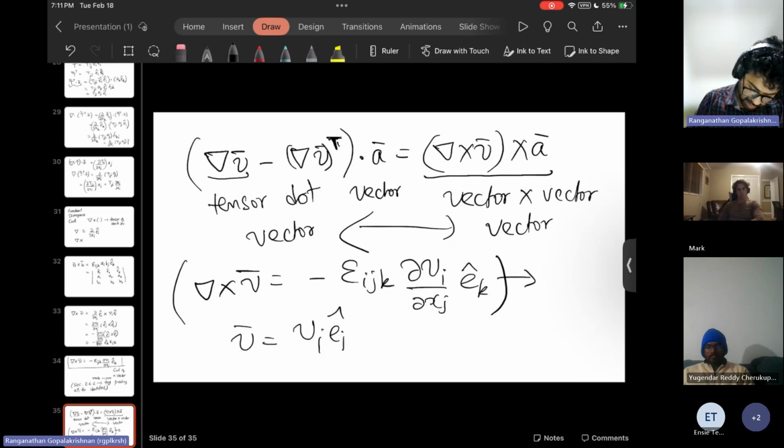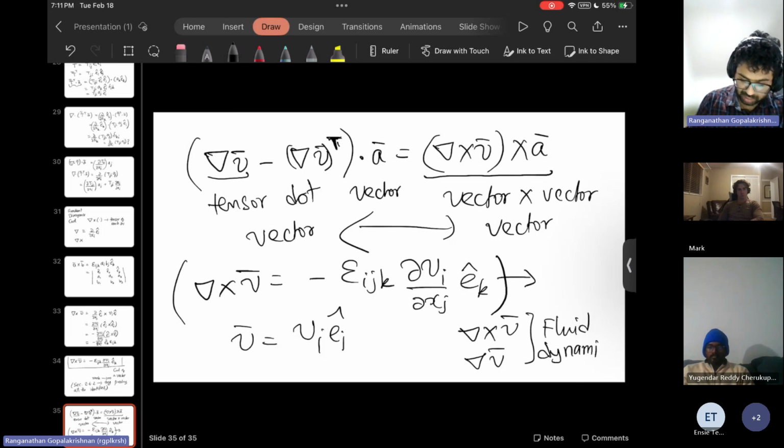These two quantities, the curl of the vector as well as the velocity gradient, will be frequently encountered in fluid dynamics. One is called vorticity, the other is called velocity gradient. Okay, we'll see them quite a bit when we talk about fluid mechanics.